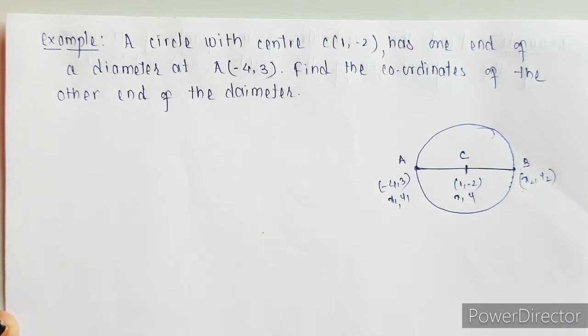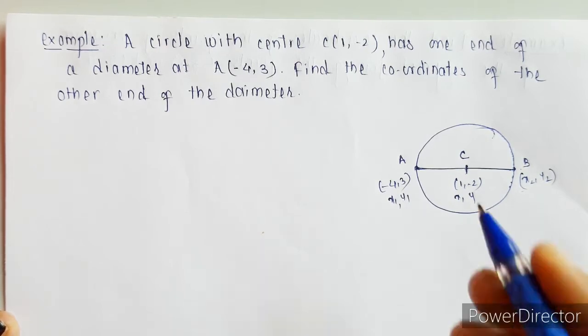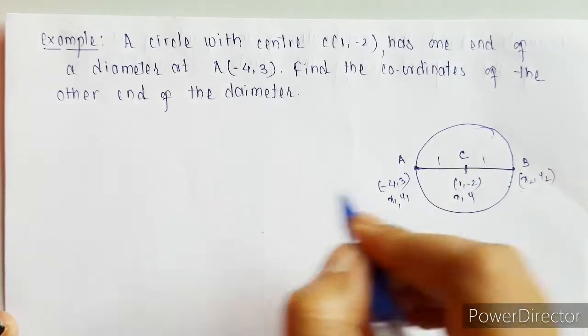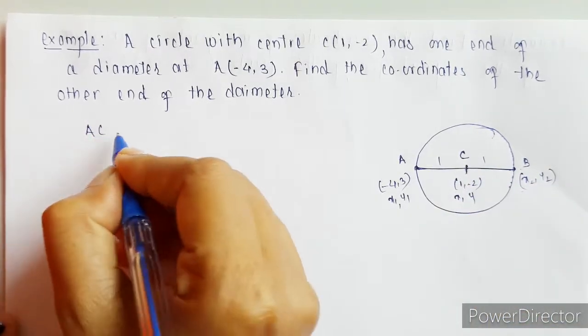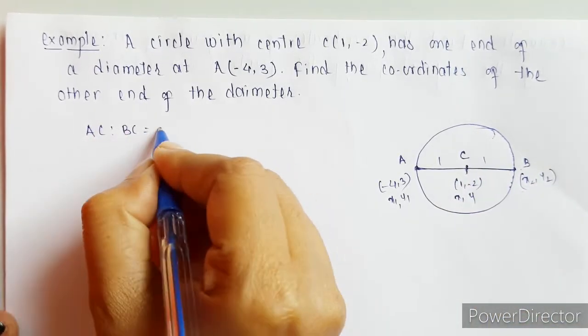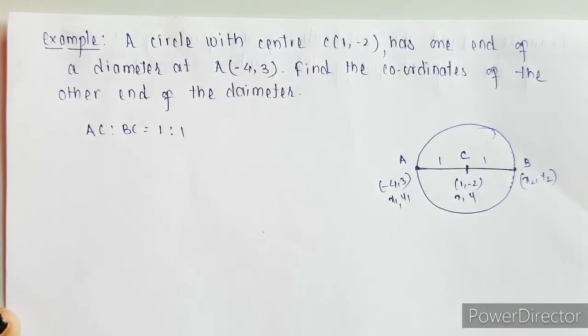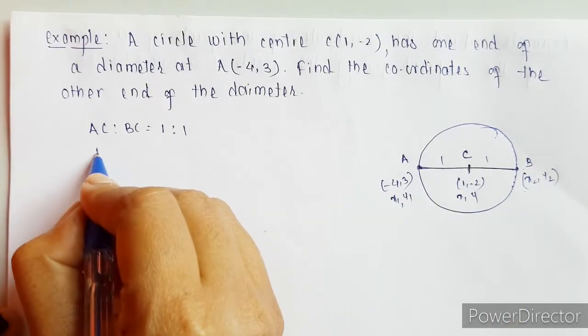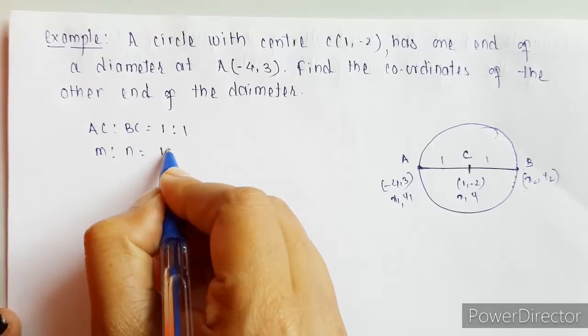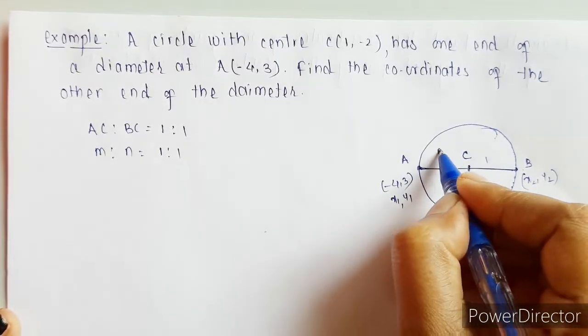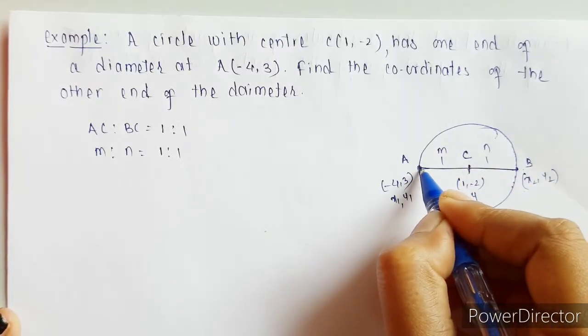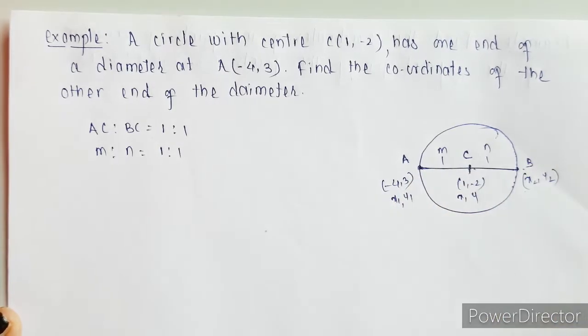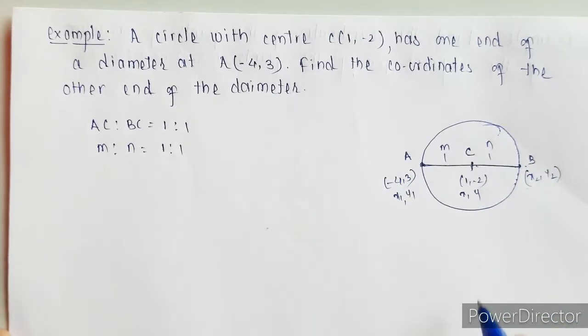So always the ratio of AC to BC will be 1:1, right? So our M is to N in this case is nothing but 1:1. So M is 1, N is 1, since AC will always be equal to BC. Now we need to find x2, y2.